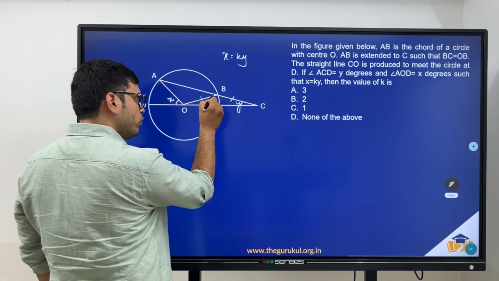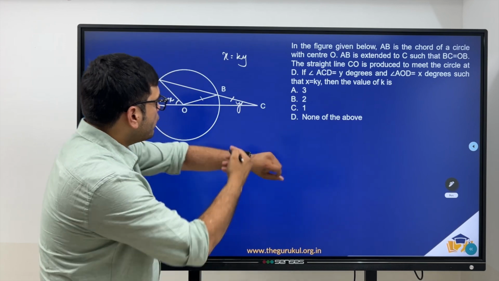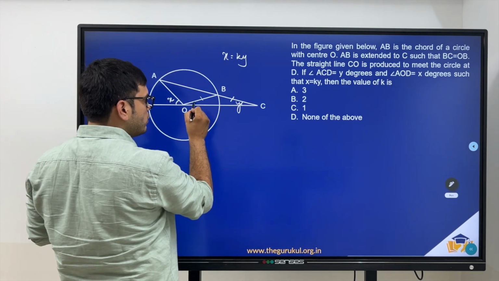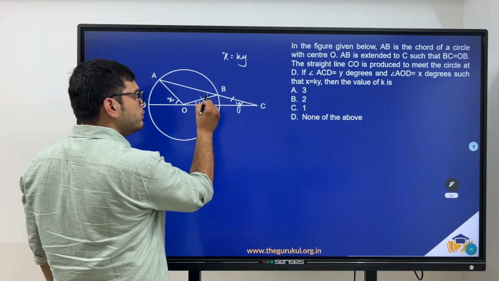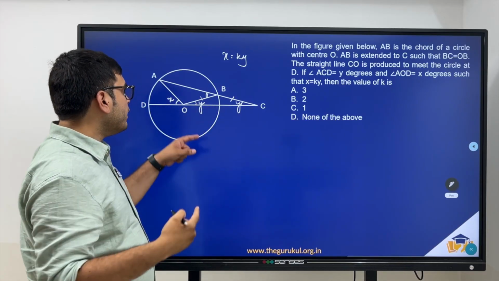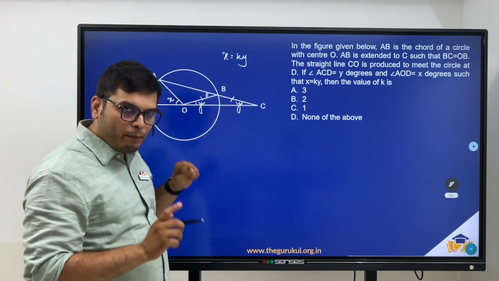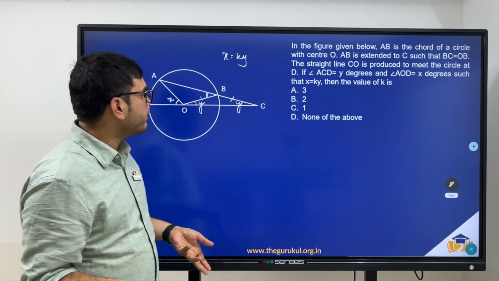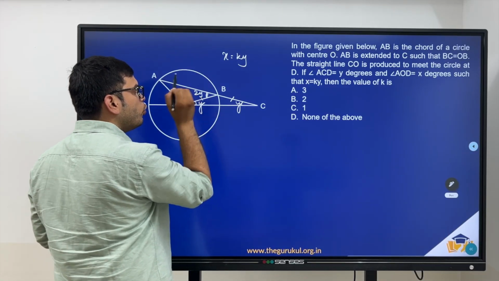Right. Now we know that in triangle OBC, in any triangle, sides opposite to equal angles are equal. So these two are equal. So this has to be Y. And this is external angle of triangle ABC at vertex B, which will be equal to sum of the opposite internal angles. So the measure of this angle will be Y plus Y, 2Y.